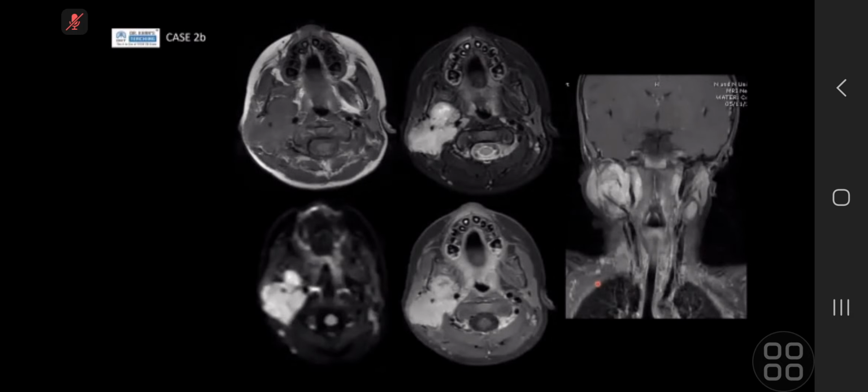Do you see lymphadenopathy in that region as well? However, I don't see any enlarged lymphadenopathy at level 2 or in the submandibular region. So I'll exclude lymphadenopathy from my differential. Okay, and what do you think about this region in front here?